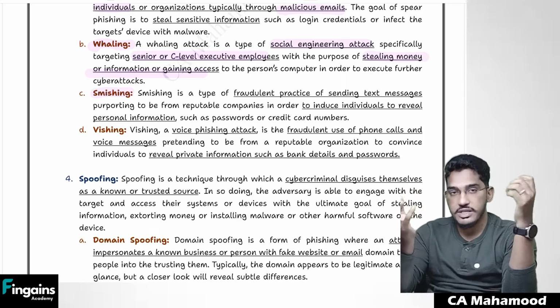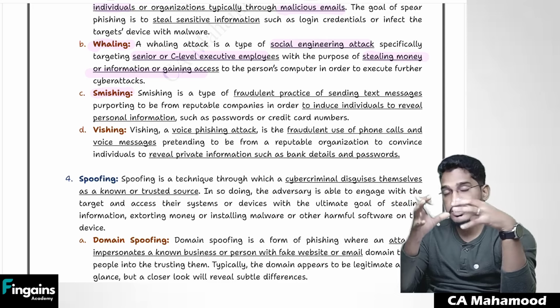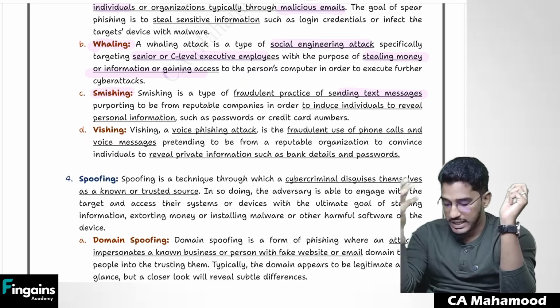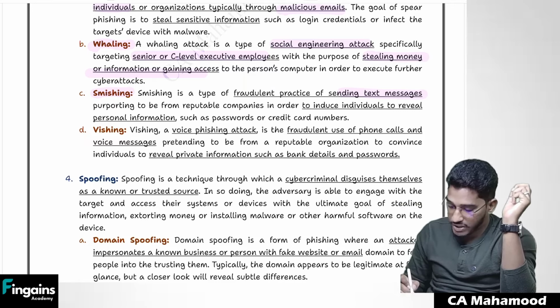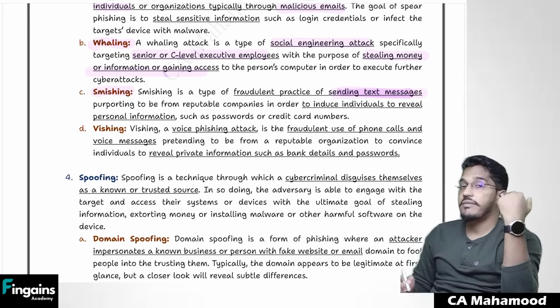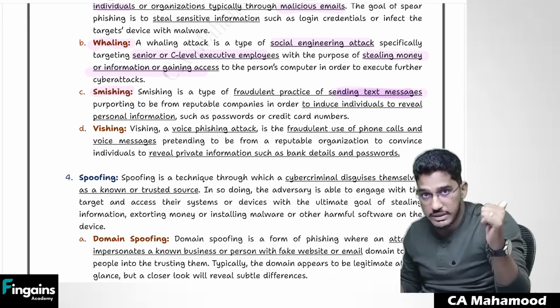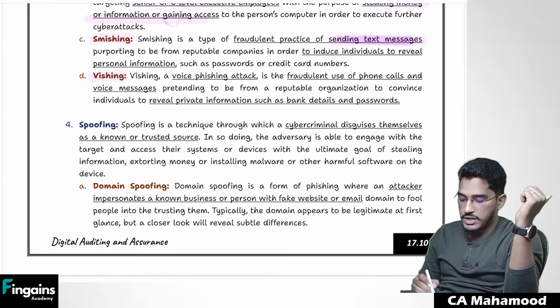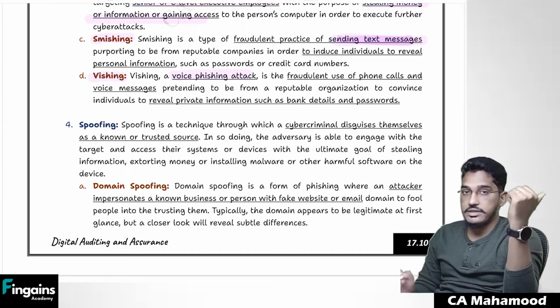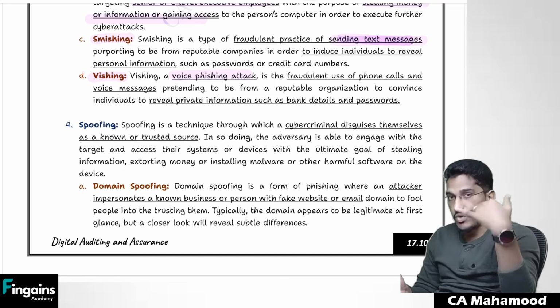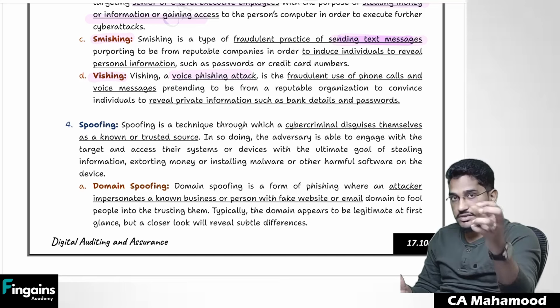Then we have smishing. Sir, what do you mean by smishing? Smishing is the attack where they target a victim with the help of SMS. Smishing is a type of fraudulent practice of sending text messages, not emails, but text messages, to target a victim. That we call smishing. Then we have vishing. Sir, what do you mean by vishing? The name itself says voice phishing attack, that is by making calls or sending voice messages. If someone is trying to target you by voice messages or calls, we call it vishing.